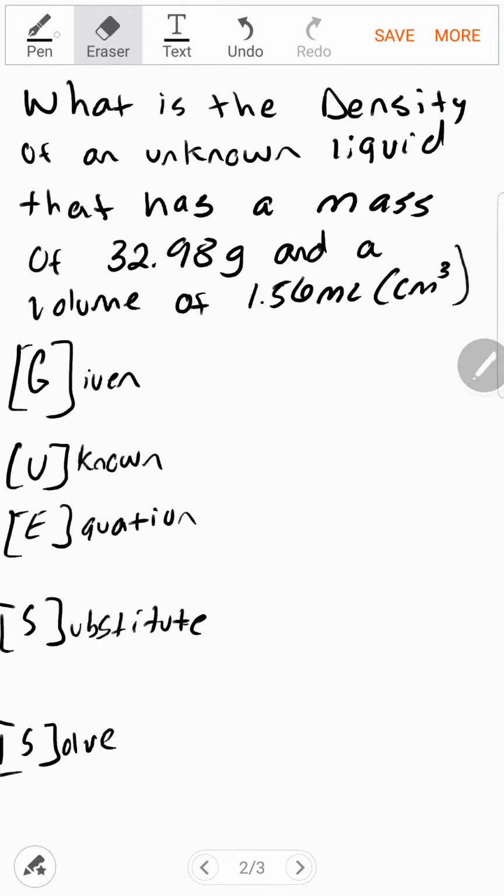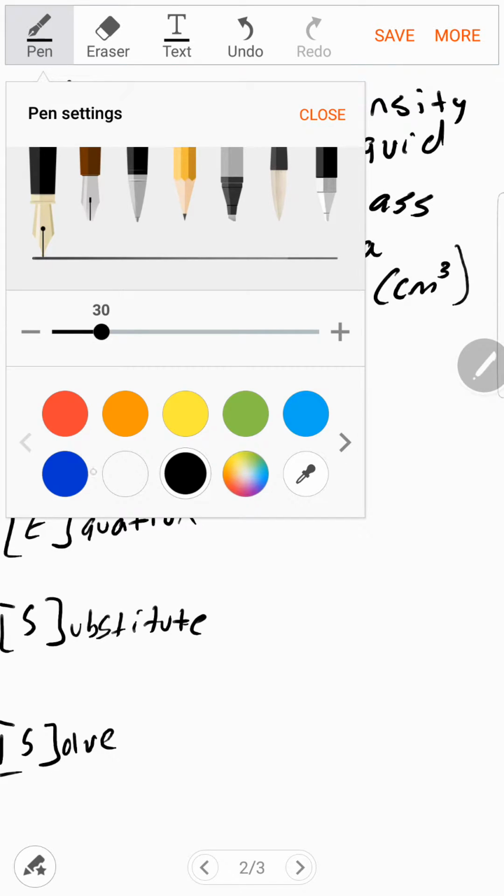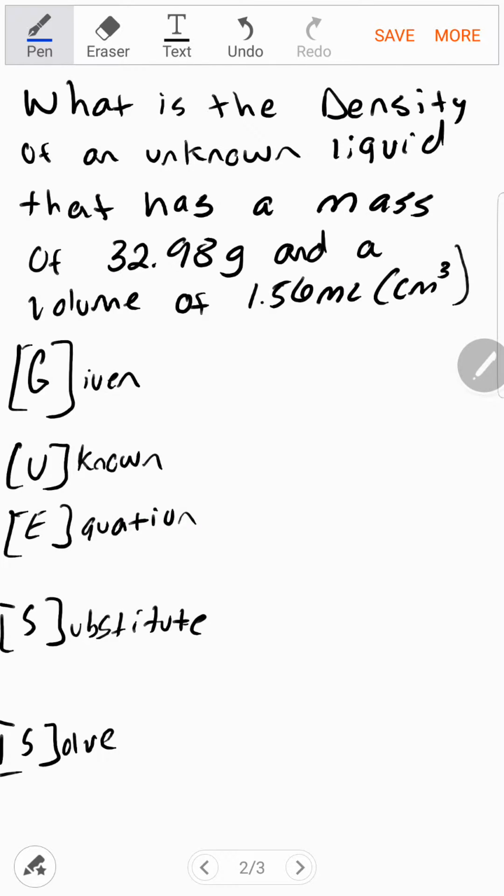The problem we are looking at today is: what is the density of an unknown liquid that has a mass of 32.98 grams and a volume of 1.56 milliliters or centimeters cubed? So here are our objects. We have a density here. So we're looking for density. What is the density of an unknown?